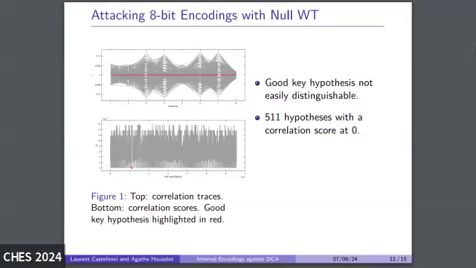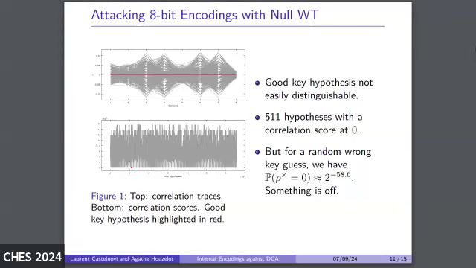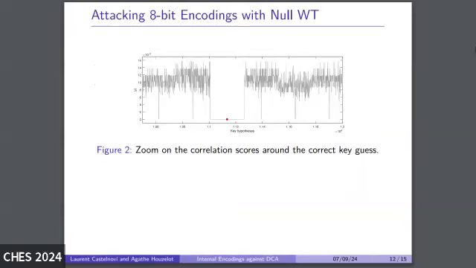Fortunately, it is not the only one that leads to a correlation score of 0. In fact, we counted 511 key hypotheses that led to a null correlation. But when you compute the probability for a wrong key guess to give you a correlation score equal to 0, you find something that is close to 2 to the power of minus 59. So this is quite strange, and we should definitely not have so many hypotheses that led to a correlation score of 0 if it was just random. So something might be off.